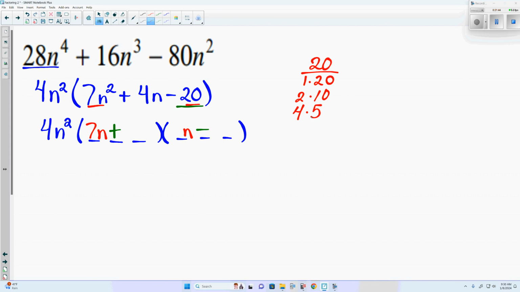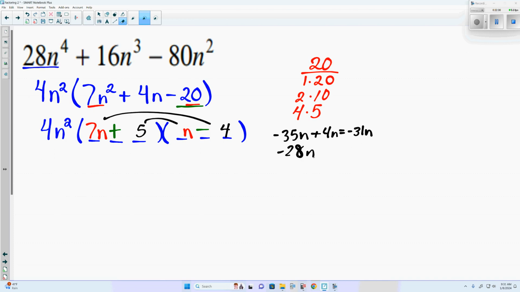And now we need to pick between these three here to get to 4. So we do 4 and 5, and again, we can check this here. 7n times negative 5 is negative 35n. 4 times n would be plus 4n, giving us negative 31n. Because I'm going to go on and do 5 and 4 just because, again, we can switch it. 7n times negative 4 would be negative 28n. 5 times our n would be plus 5n, giving us negative 23n.